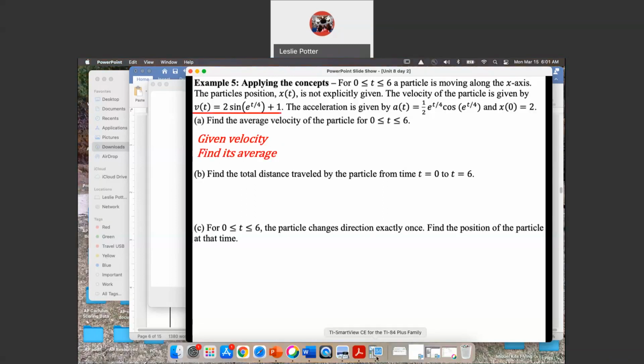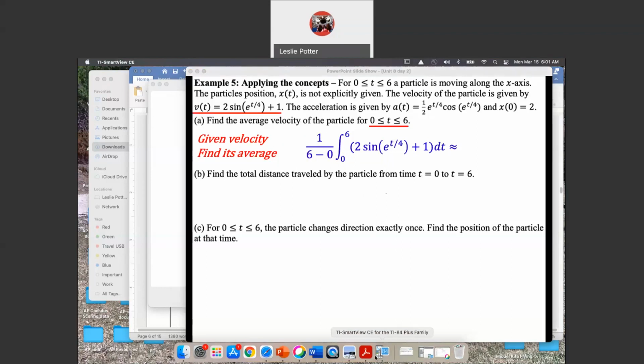So looking at that, what they're saying then is we have this domain. And so we have, remember, this is our average value definition, right? We're just writing it a little bit differently. Instead of the fraction out front, we could say divided by 6. So our average value is 1/6, and then integrating the velocity function. So let's go ahead and do that on a calculator.